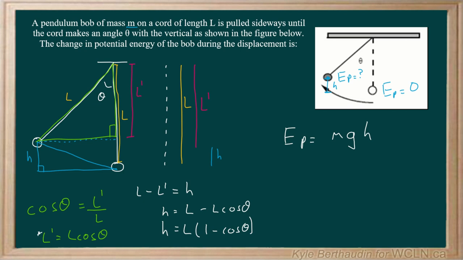Okay, now we can take this height and substitute it into our potential energy equation. So potential energy is equal to mg times the height, which is L, multiplied by 1 minus cos theta. And that is the potential energy.